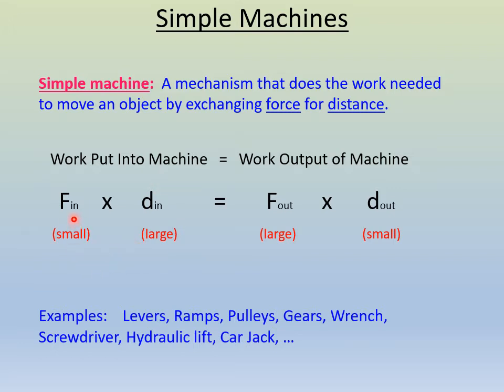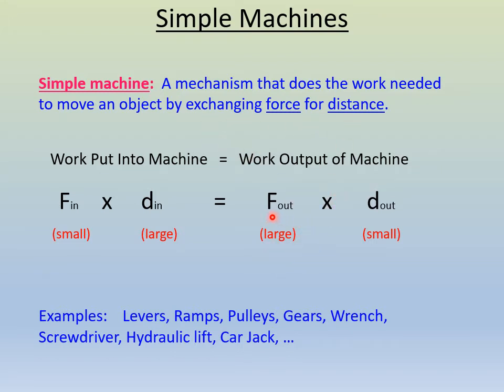They're going to typically input a relatively small force, because our muscles are only so strong, but we're going to move the machine over a large distance. And so this is going to produce some amount of work. Now we can get the same work out, but what the machine does is it basically exchanges force for distance.